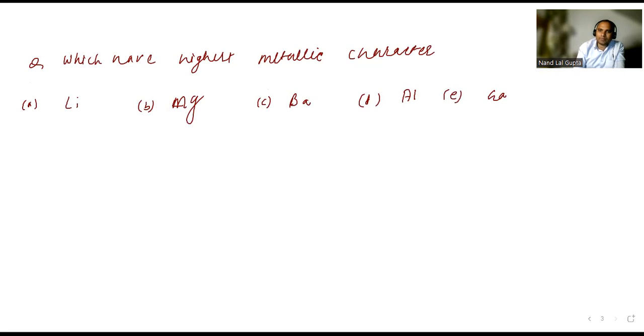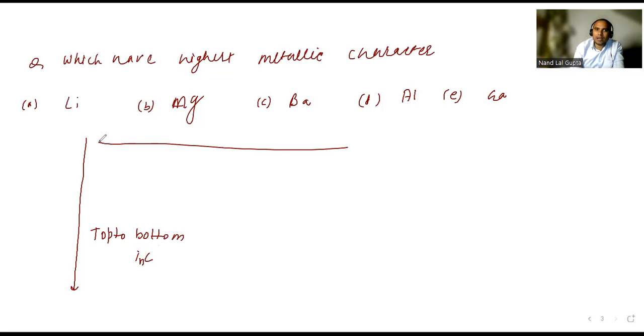Tell me, can you pick the answer? You can guess the answer. Is it lithium? I don't know. Wait. See, top to bottom, metallic character increases. Left to right means decreases. So now you should know the position of these elements. Then only you will be able to understand. If you know the position, it can be a little bit easy to understand.